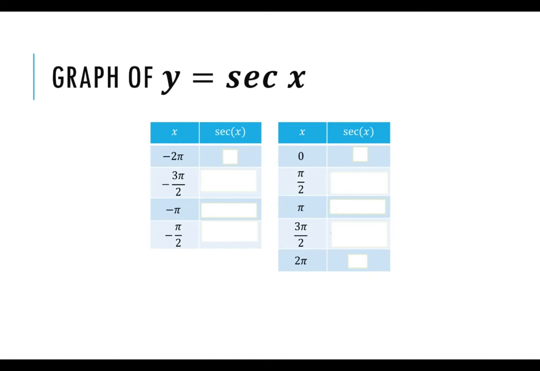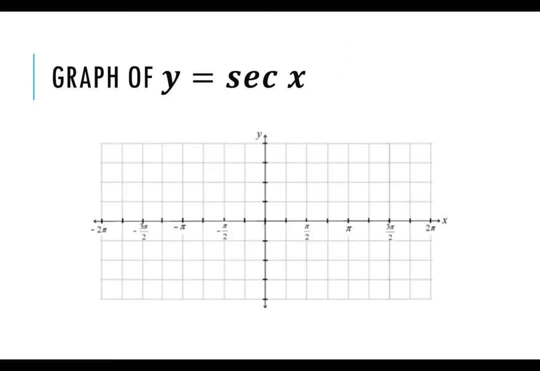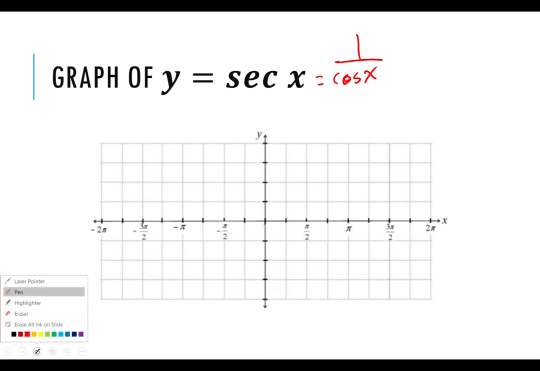Then, we can do our secant function. For secant, we're going to get that secant of negative 2 pi, of course, because this is defined as 1 over cosine of x. That is, secant of negative 2 pi is 1. Secant of negative 3 pi halves is undefined. Secant of negative pi is negative 1. Secant of negative pi halves is undefined. Secant of 0 is 1. Secant of pi halves is undefined. Secant of pi is negative 1. Secant of 3 pi halves is undefined. And secant of 2 pi is 1. And so let's sketch that all in. Notice that everywhere we have undefined, because we have that division by 0, we get a vertical asymptote.